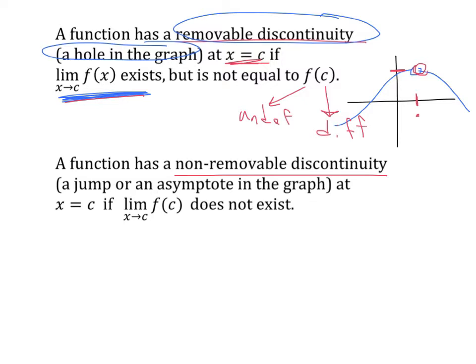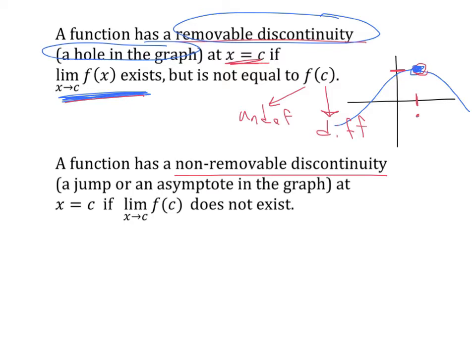By the way, it's called a removable discontinuity because you could remove the discontinuity. How could you remove it? Well, if that point wasn't there, like if it was up here, then yay, it's not discontinuous anymore. I filled the hole. Right on. Let's move on and talk about non-removable.